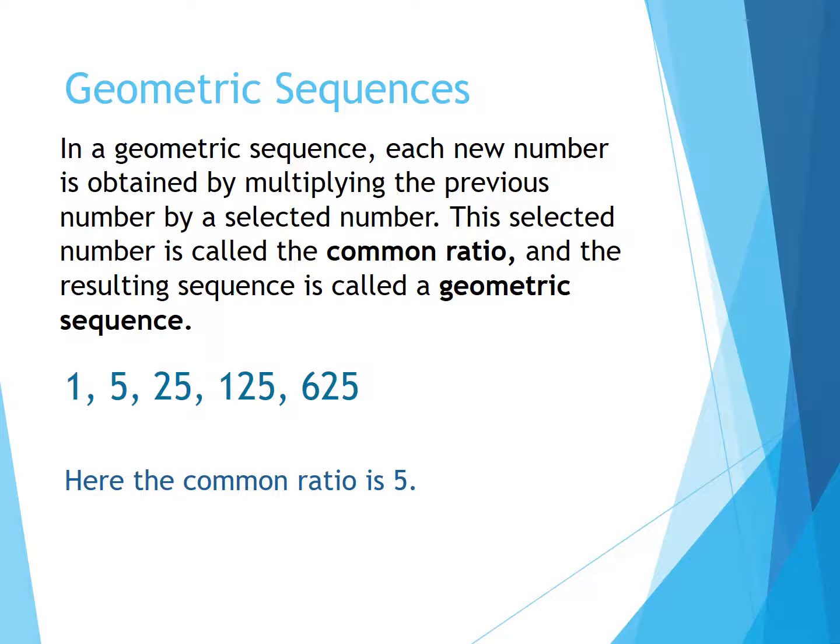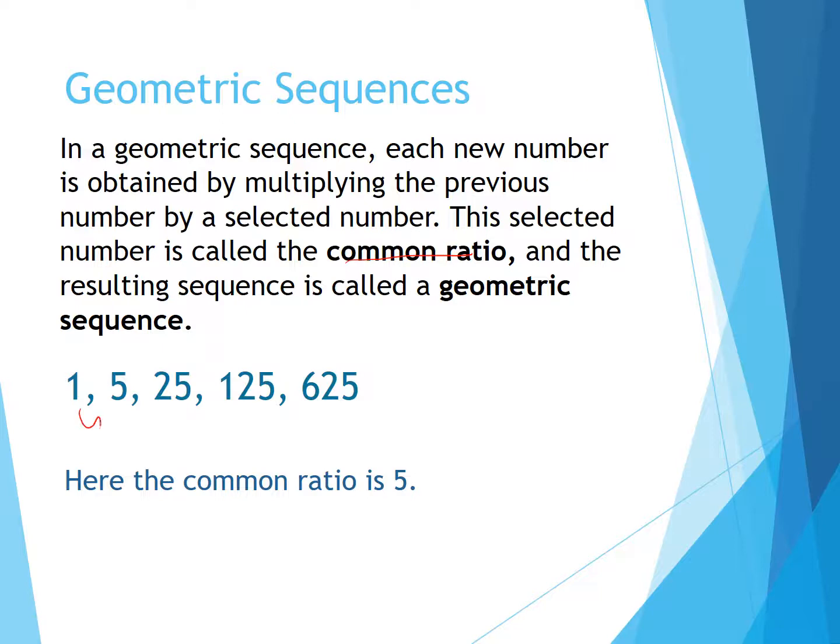We also have a different case when we have common ratios. In this case, a number is not added each time. We use a common multiplier each time, and this is called the common ratio. And what we get is a geometric sequence.